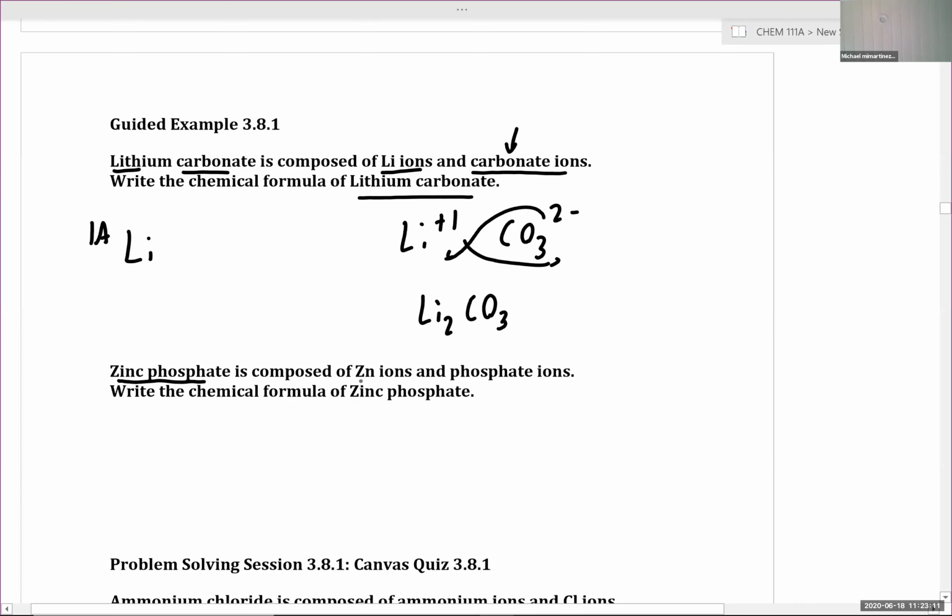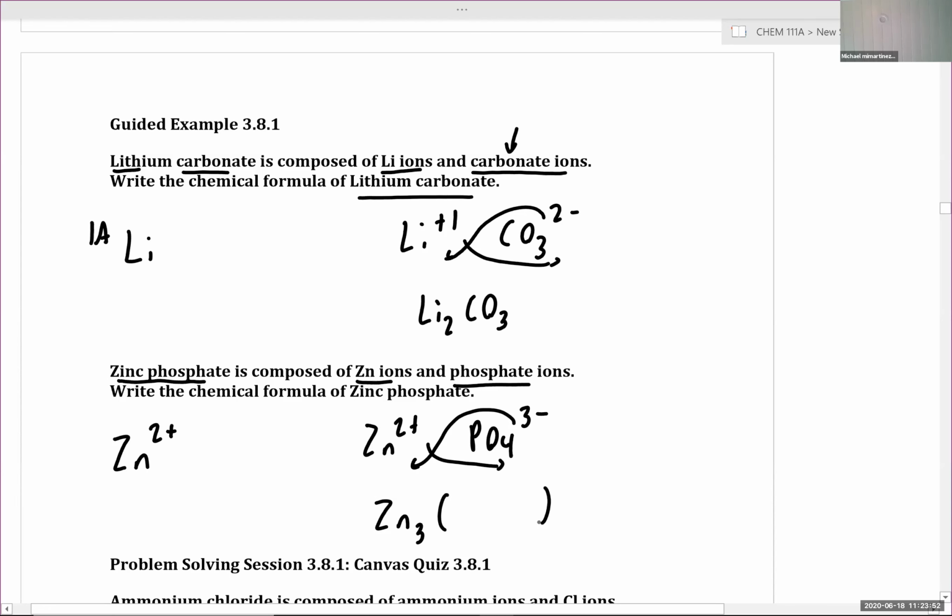Zinc phosphate is composed of zinc ions and phosphate ions. So zinc is a fixed charge transition metal that prefers to adopt a 2+ charge. Would someone like to volunteer and provide the formula for phosphate? What is the formula for phosphate? Yep, PO4 3 minus. So we have zinc 2 plus for zinc, and for phosphate it's PO4 3 minus. We cross our charges, and that gives us Zn3.